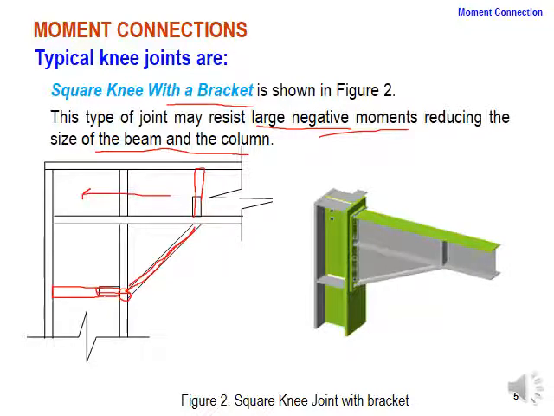Here is another figure that is showing you a bracket. So here you can also see the bracket has been provided. This is your beam that is discontinued. This is the column that is continued through the knee connection. Now your knee connection part is not this square part.